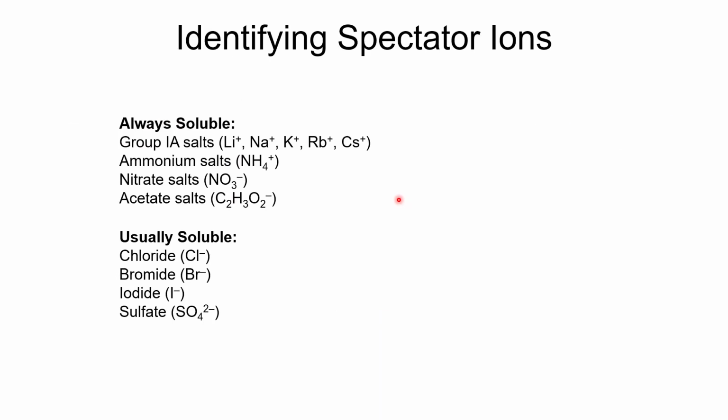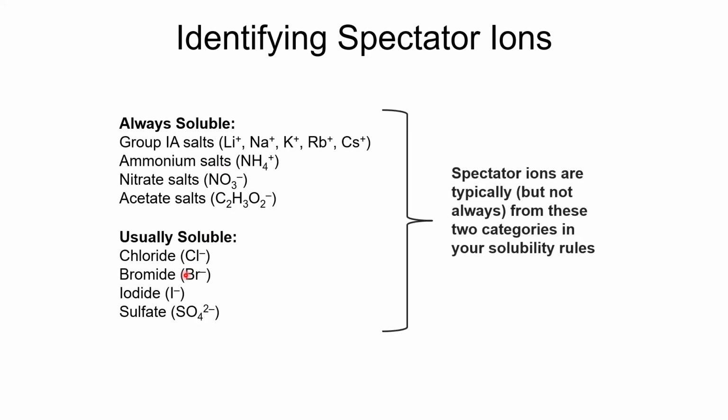Okay, so we want to identify our spectator ions. It helps sometimes if you identify them right up front, so you can recognize which things are going to act as spectator ions. If you have an ion that is in the always soluble list, it almost certainly is going to be a spectator ion. If you have something that is in the usually soluble list, it usually is a spectator ion, but not always. So spectator ions typically fall into these two categories.